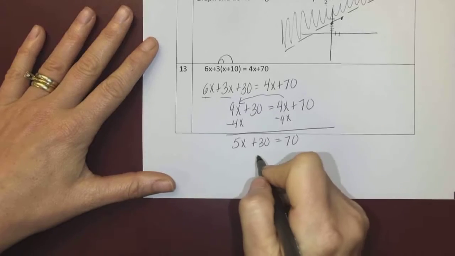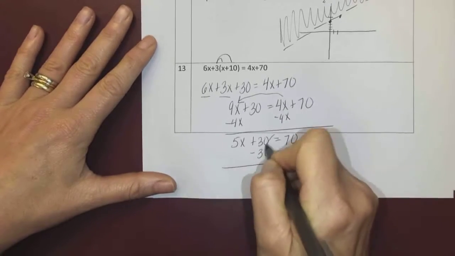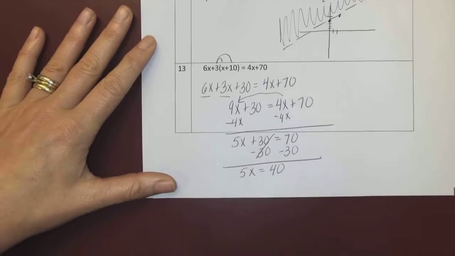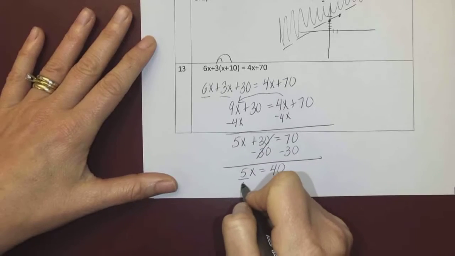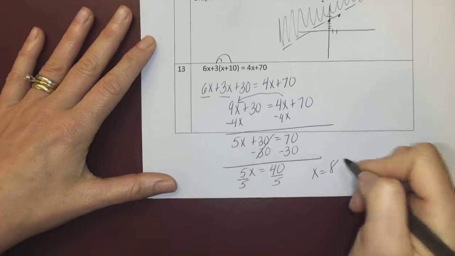To solve that, I will subtract 30 from both sides, and I will get 5x equals 40. And the last step would be to divide by 5 on both sides, and I will get x equals 8.